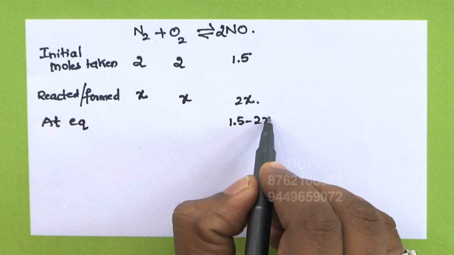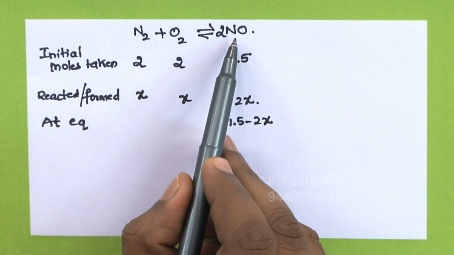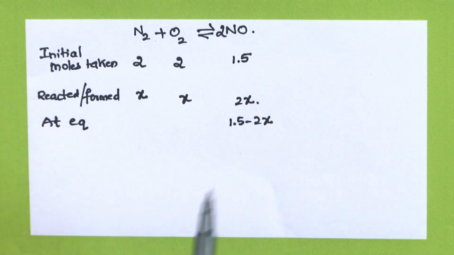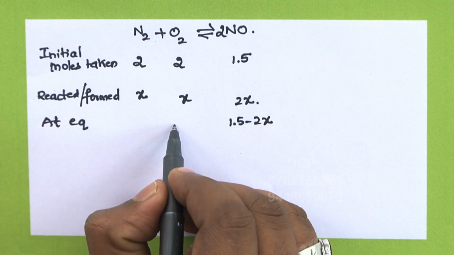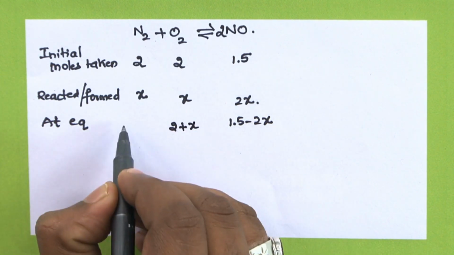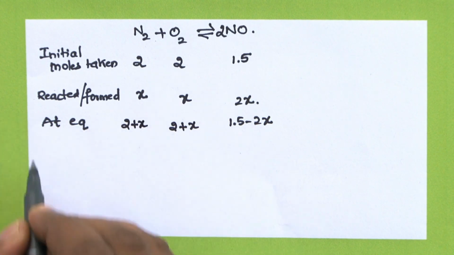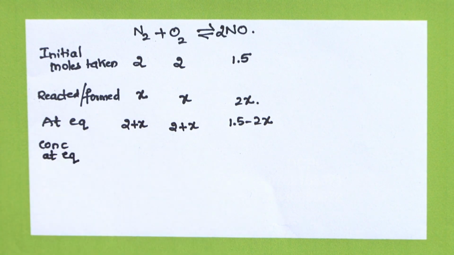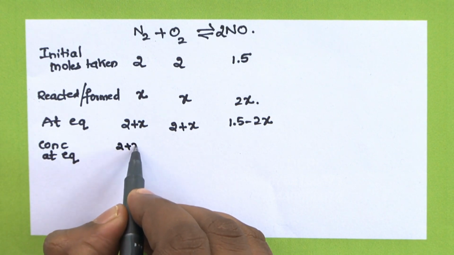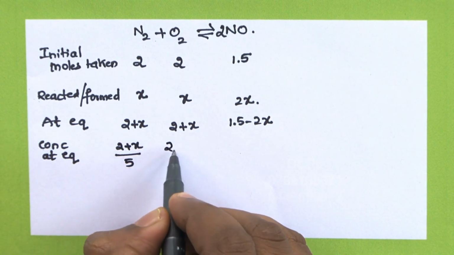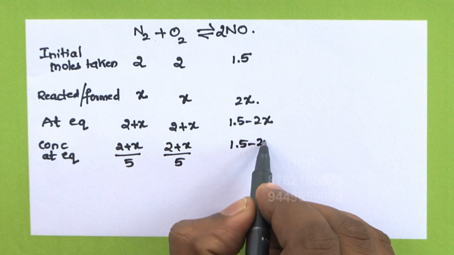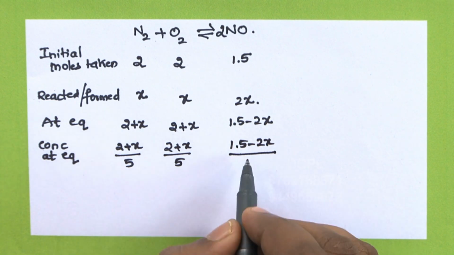At equilibrium, the number of moles of NO is 1.5 minus 2x. Why minus 2x? Because NO reacts to give N2 and O2, so the number of moles of NO decreases. O2 and N2 are formed, so the number of moles of O2 is 2 plus x. We require the concentration at equilibrium. Concentration is nothing but mole per liter. Since we had taken a 5 liter vessel, the concentration will be 2 plus x divided by 5, and for NO, 1.5 minus 2x divided by 5.